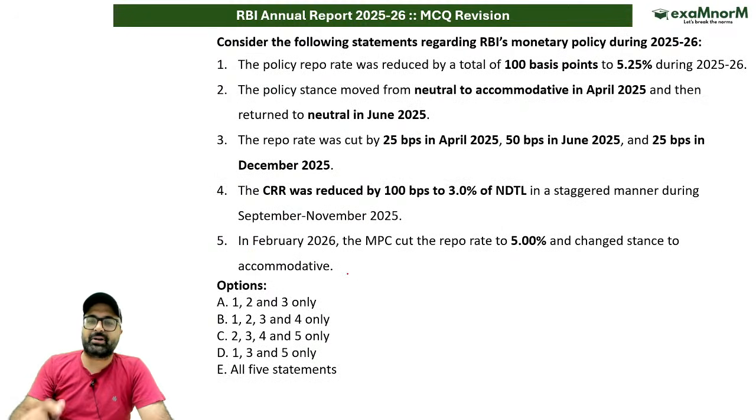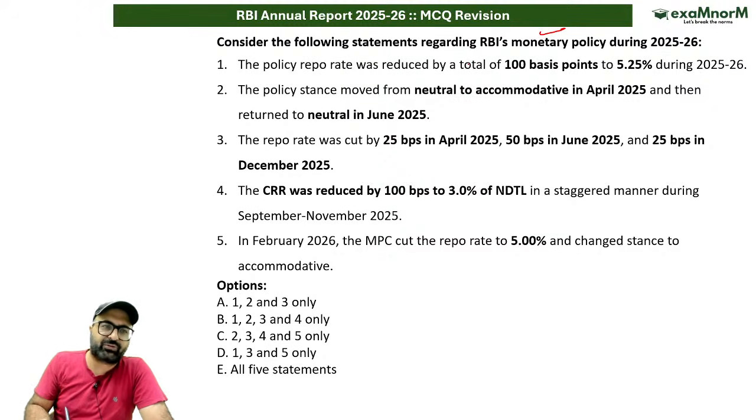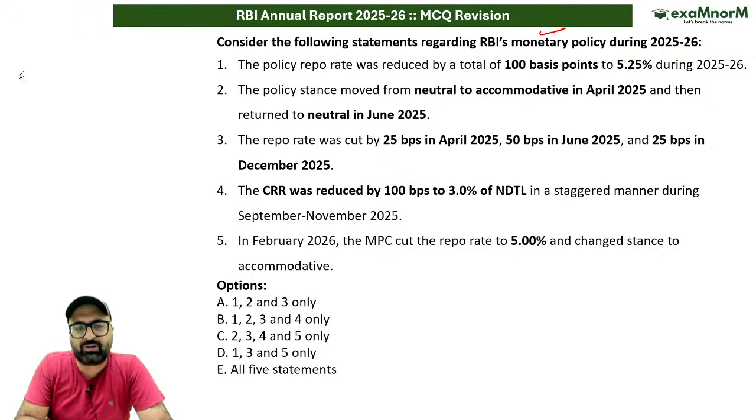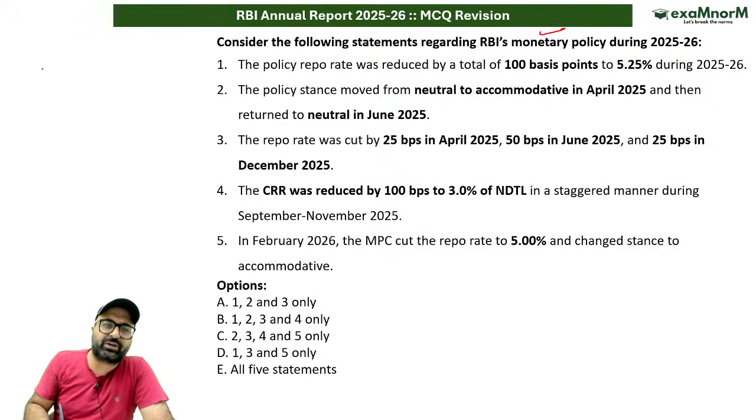The next question is now on your screen. The next question is related to monetary policy during 2025-26. So if I talk about the monetary policy during 2025-26, then from February 2025 onwards, RBI is reducing the repo rate, and RBI has reduced the repo rate by 100 basis points.